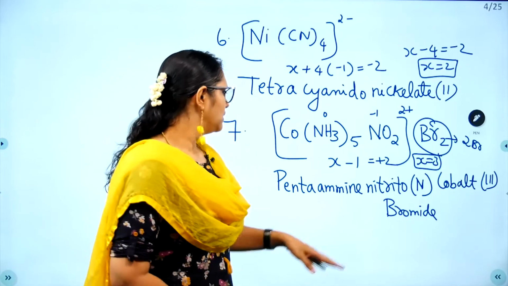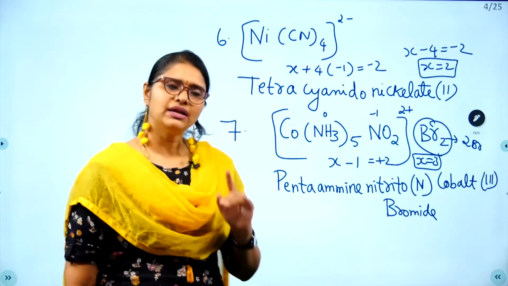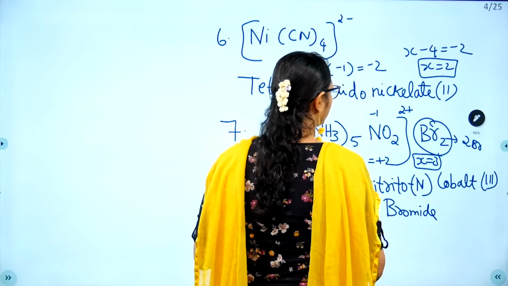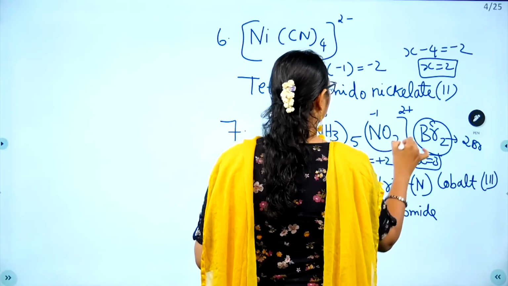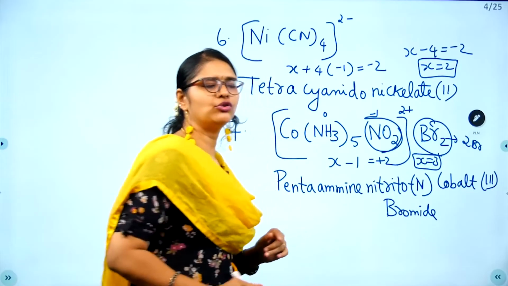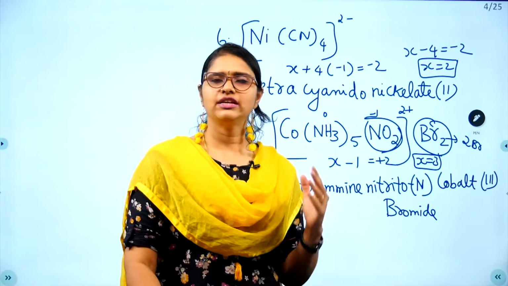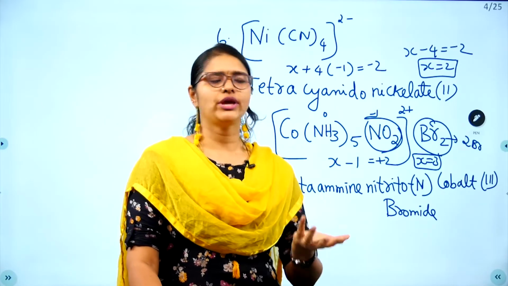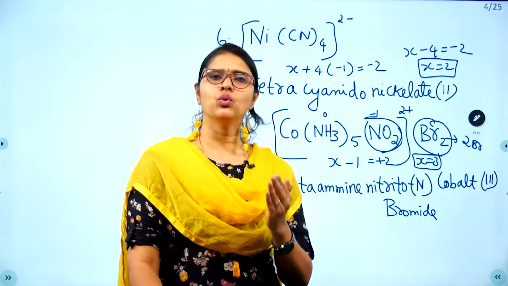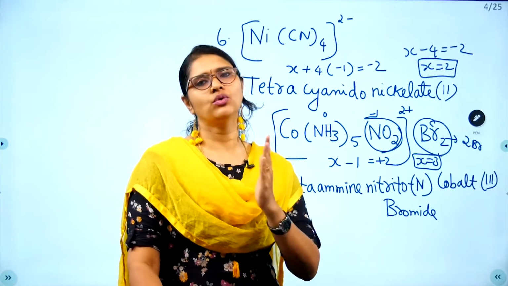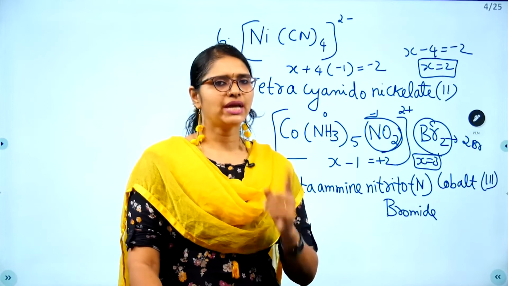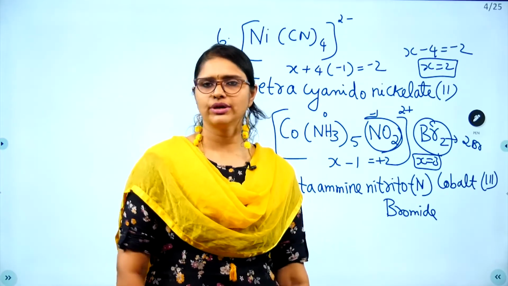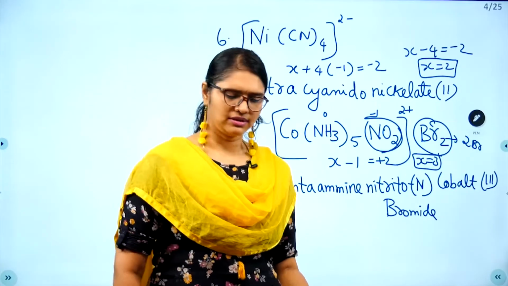Yes? Why nitrito N? Nitrito N, okay. Nitrito N because it is an ambidentate ligand, right? NO2 is an ambidentate ligand where N is connected. That is why it is nitrito N. Suppose if we write ONO, which means it is nitrito O. So nitrito N is possible, nitrito O is possible. Nitrito N means N is connected, nitrito O means O is connected. Is it okay? Understood? Yes? Now let us proceed.